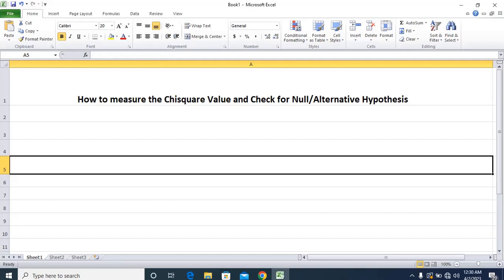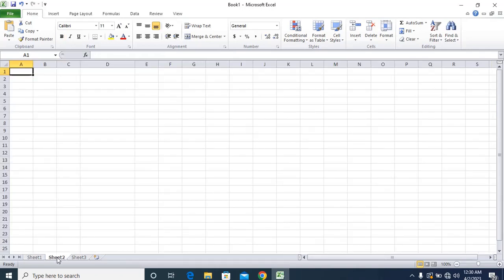Bismillahirrahmanirrahim. Today we are going to learn how to measure the chi-square value and check for the alternative or null hypothesis. The chi-square test is generally applied on a questionnaire.